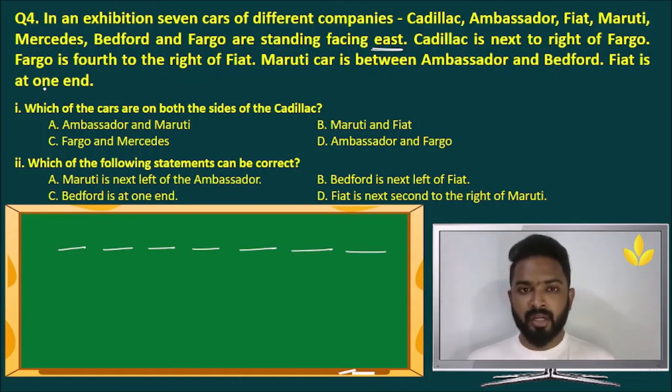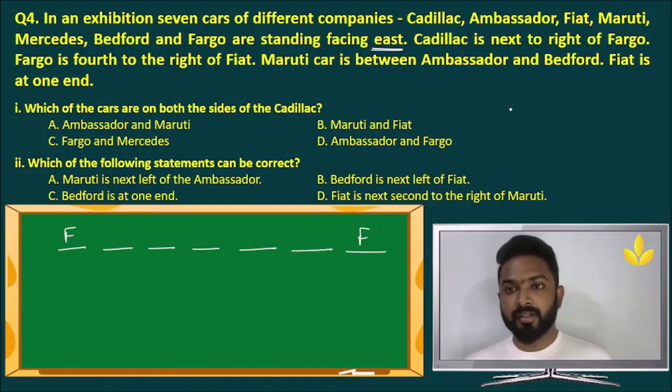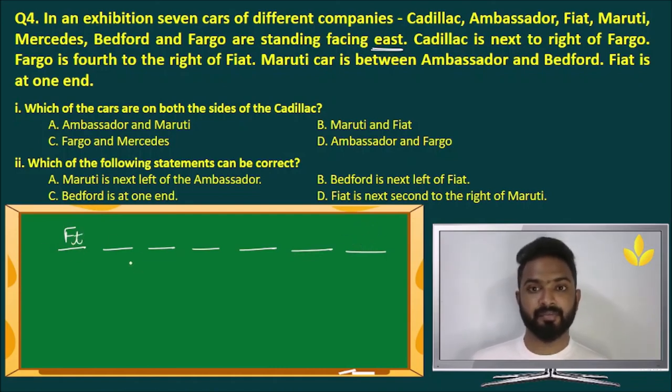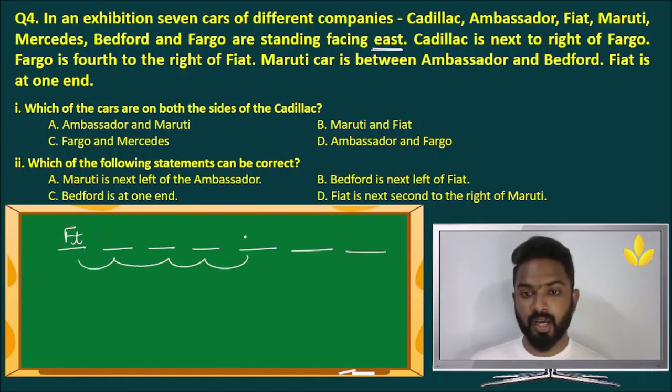Fiat is at one end. Okay. Fiat is at one end, so we can have Fiat either here or here. Now what do we know about Fiat? They have told Fargo is 4th to the right of Fiat. If there is something to the right of Fiat, that means obviously Fiat cannot be at the extreme right. So this one is gone. This is Fiat, and Fargo is fourth to the right of Fiat. So 1, 2, 3, 4. We have Fargo over here.